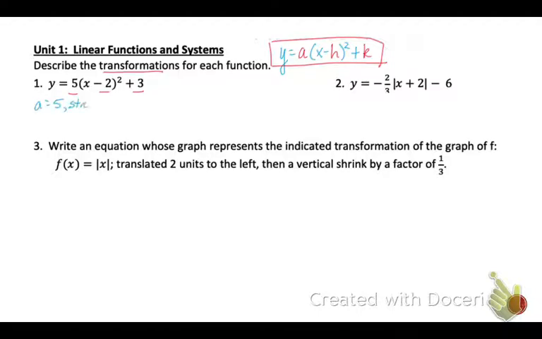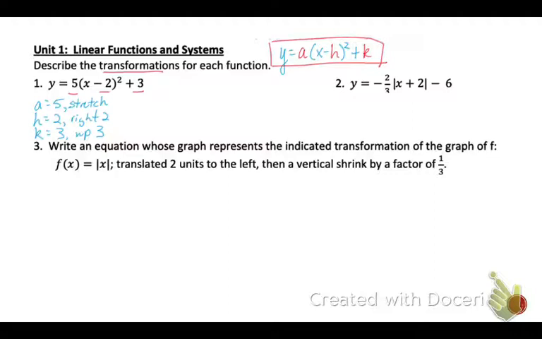And then if it's a number greater than 1, then that a value causes us to have a vertical stretch. For our h, the actual value is 2. We take the opposite sign, and that's going to shift the graph right 2. And then our k value is, as we see it, positive 3, and that will shift the graph up 3. Now look at number 2.